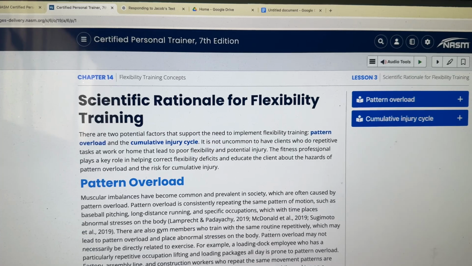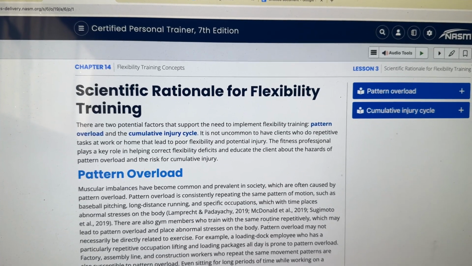Chapter 14, lesson 3, Scientific Rationale for Flexibility Training. 3 pages. 6:44. Hopefully I'll be done by 7. 15 minutes. I'll see you guys in 15 minutes, hopefully, if not, I'll see you guys in a bit. Alright guys, chapter 14, lesson 3 is done. 7 o'clock. We're doing the test. It's only 2 questions. Here we go.